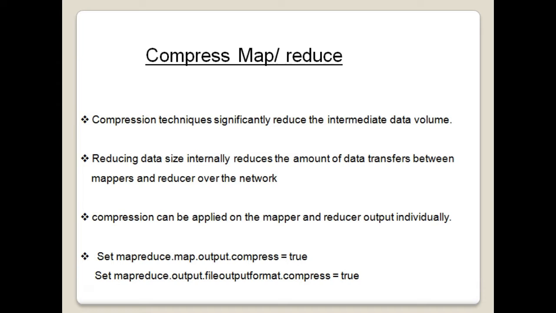Next is compression on the mapper side and the reducer side. Compression techniques significantly reduce the intermediate data volume. It means I am reducing the data size of the actual data. Reducing the data size internally reduces the data transfer between the mapper and the reducer phase over the network. So if my data is less, I am shuffling less data across the network. It means less seek time, less IO operation. So ultimately this will improve my performance.